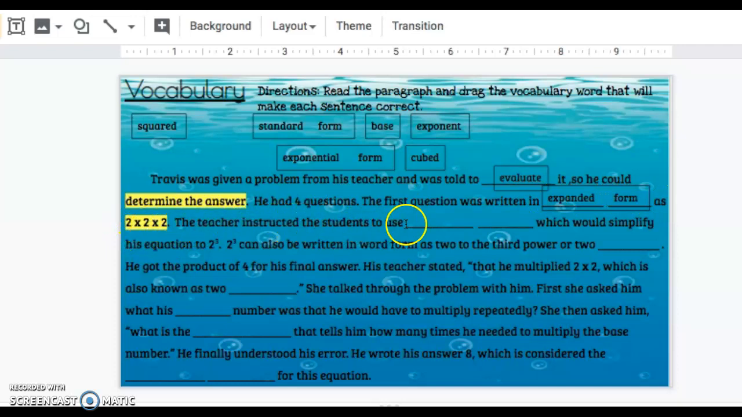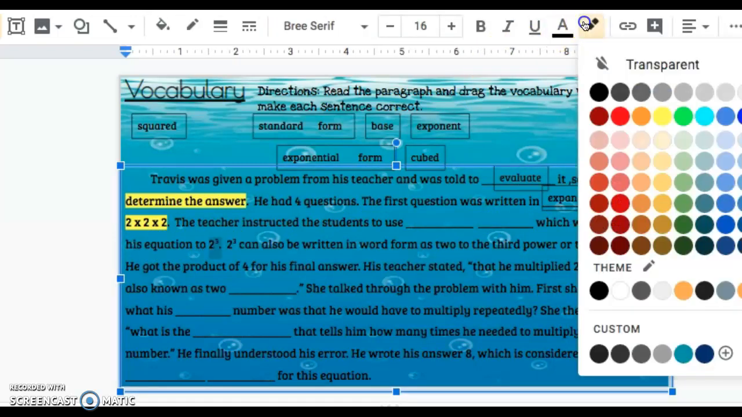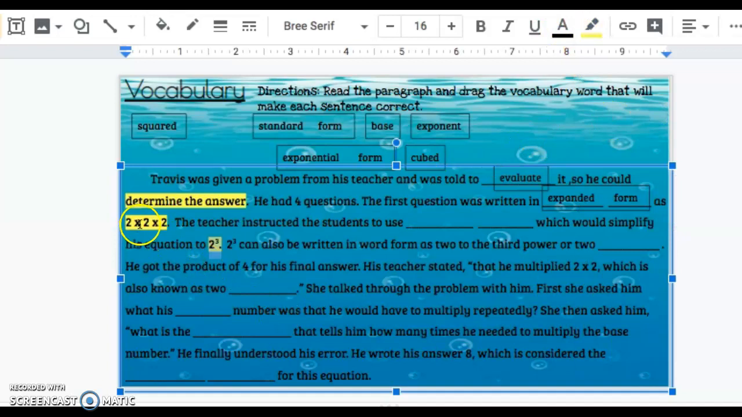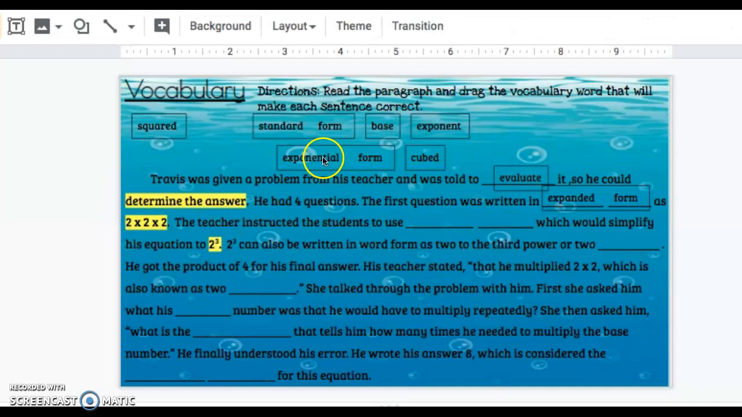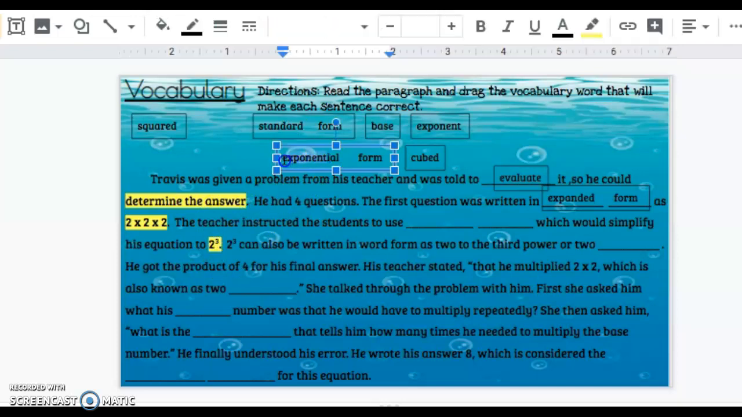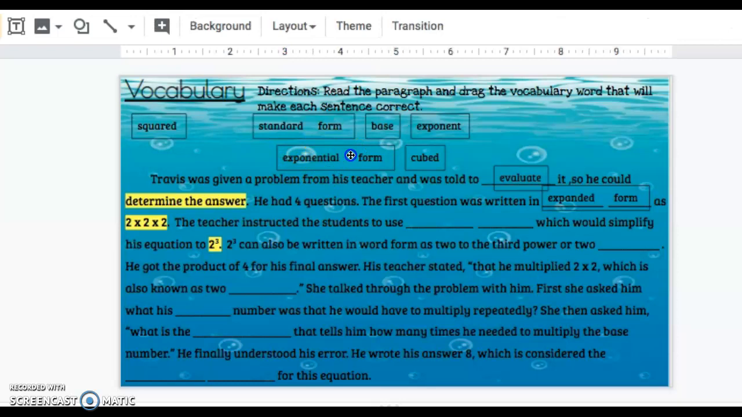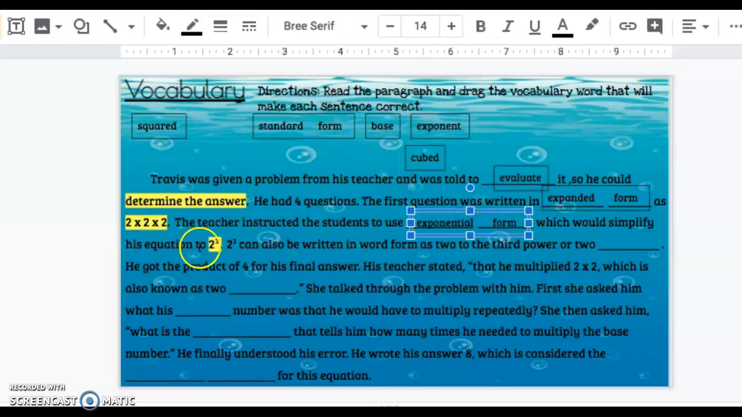The teacher instructed the students to use blank blank, which would simplify his equations to 2 to the 3rd power. So if Travis wrote 2 times 2 times 2, or that was given in the question, and his teacher instructed him to write it as 2 to the 3rd power, 2 cubed, then he took that expanded form and put it into a different form. So he either put it into exponential form or standard form. Remember when we were talking about exponential form, you have the word exponent in it. So you know that whenever you deal with exponential form, you have to have that exponent. So that would be the word that goes there.